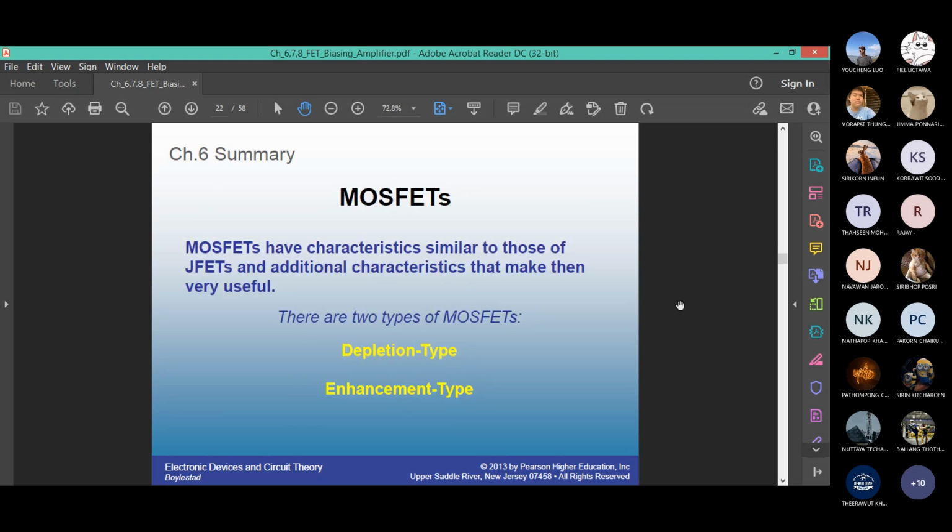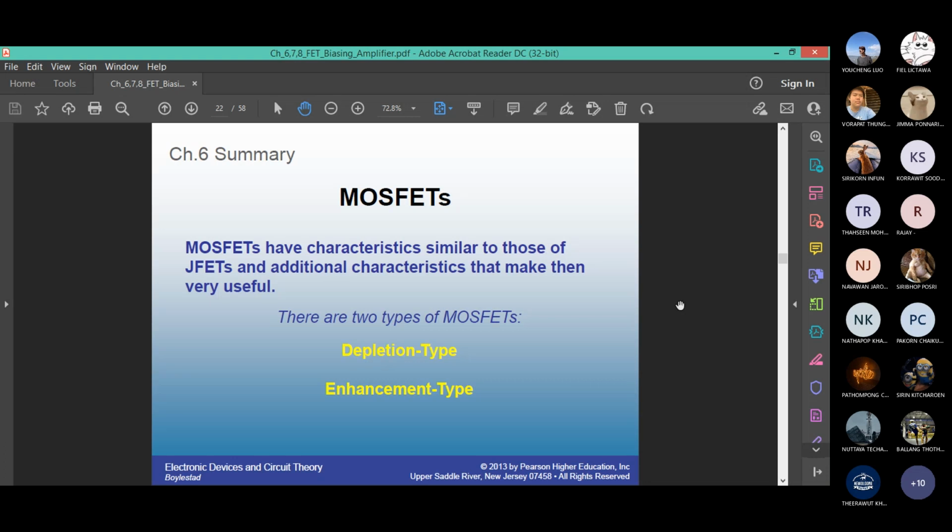So we were talking about JFET, junction field effect transistor. One variation of FET is called a MOSFET, which stands for metal oxide semiconductor field effect transistor. Some of the characteristics of a MOSFET are similar to traditional JFET, and there will be additional characteristics which make them quite useful. We start with two types of MOSFET. One is called the D MOSFET and the other one is E MOSFET.